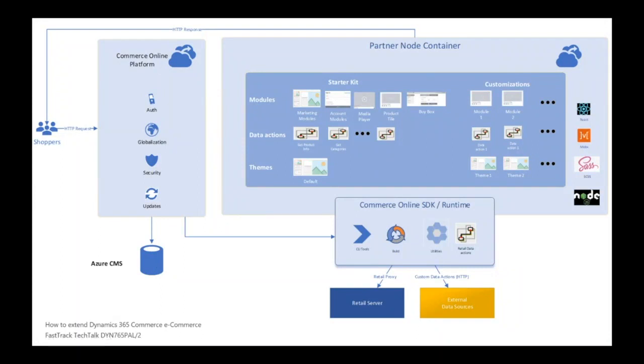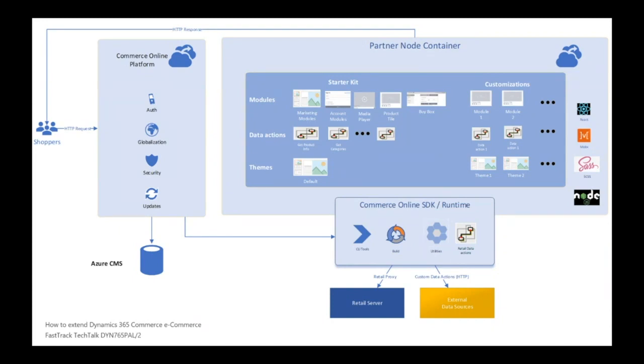Once that JSON is ready, it gets sent over to our partner node container. This is where our Commerce Online SDK and runtime kick in. It'll examine the JSON file and figure out all the modules that make up the page. And so we have a list of modules, and then data actions are used to get data into a module. So we have a set of core data actions that we have built in that we'll call retail server. So for example, you'll see one called get product info or get simple products that'll return product information.